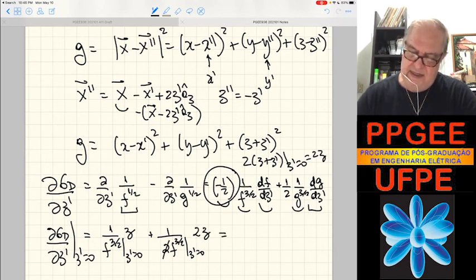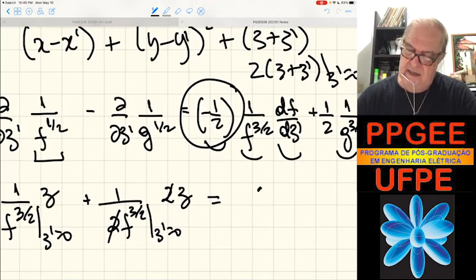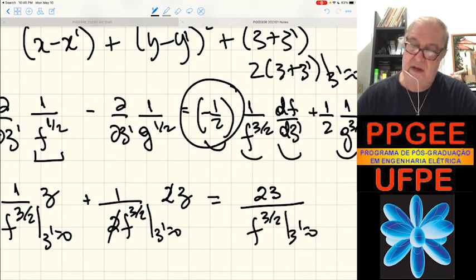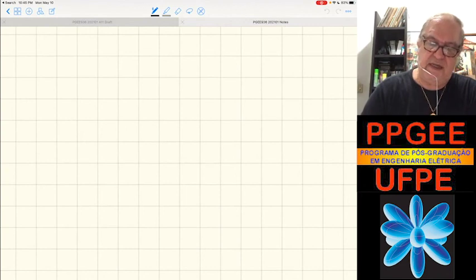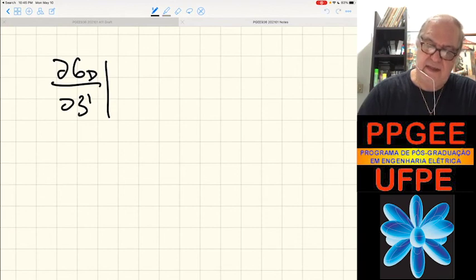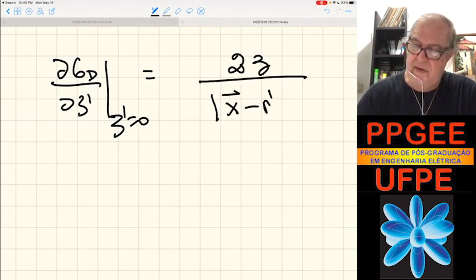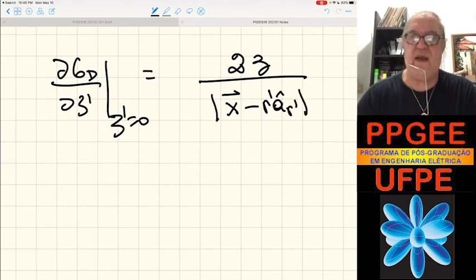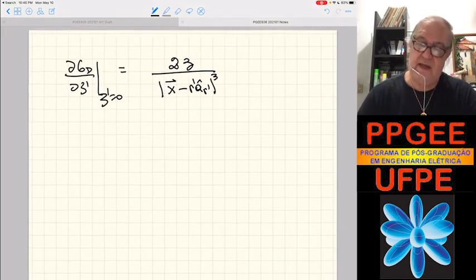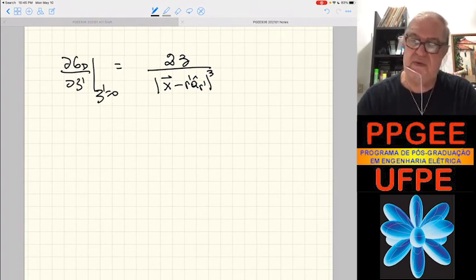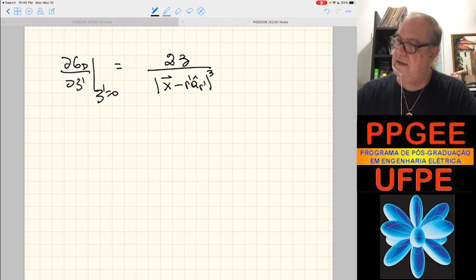So the result is going to be 2z divided by f to the 3/2 at z prime equals 0. So the derivative dG_D/dz prime at z prime equals 0, that's the element you have to put there, equals 2z over the magnitude of (x minus r prime a_r prime) to the third power. So that's the derivative you have to include in that integral of the Green function.